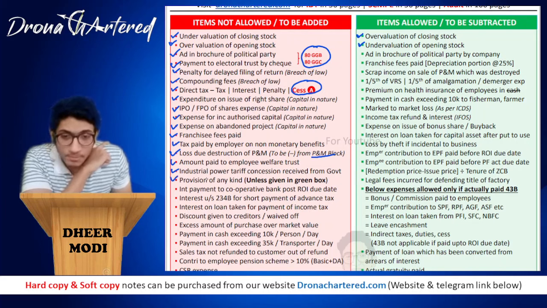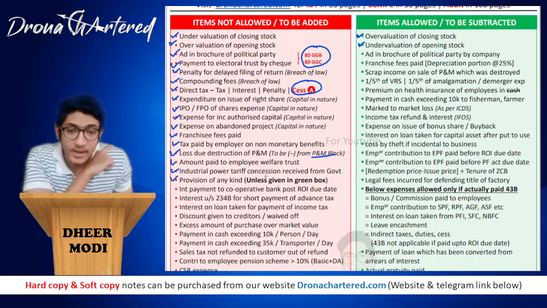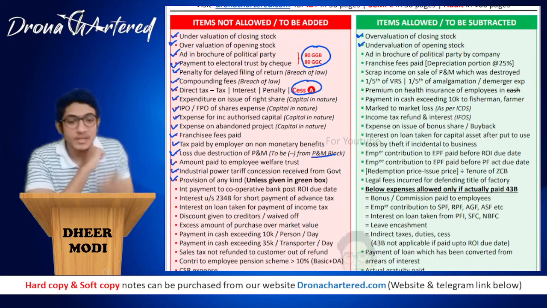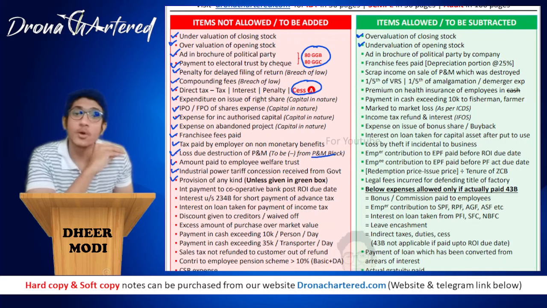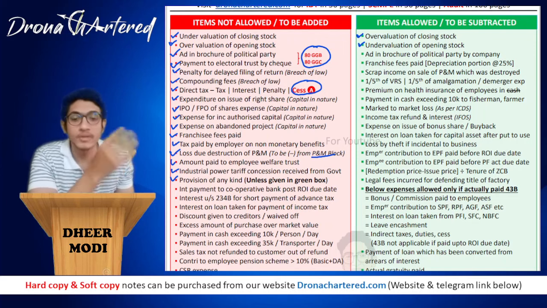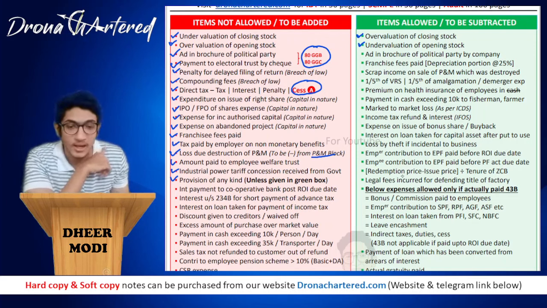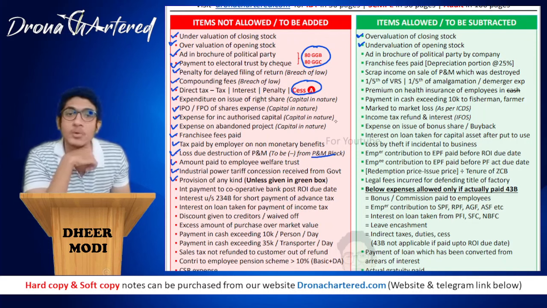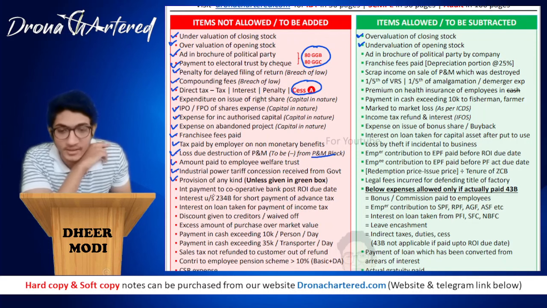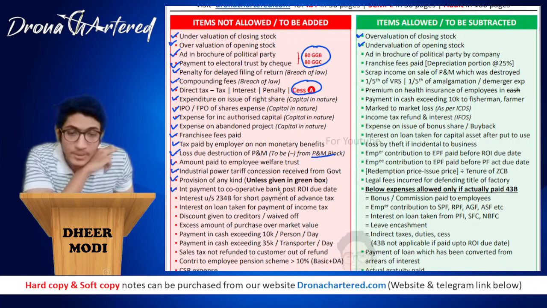Then next is your provision of any kind, unless it is being given in the green box. Green box is the one on this side. So usually all provisions will not be allowed. However, there are certain provisions which we will allow. So over here we will be doing this when we study items that are allowed to be subtracted.